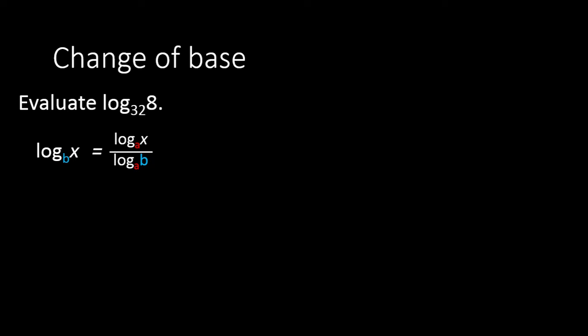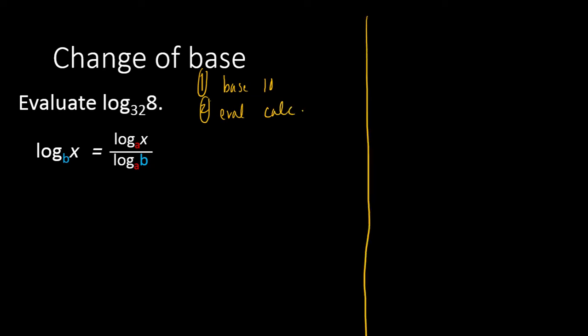All right, so let's do this. Let's evaluate log base 32 of 8. This will be our final practice. And I'm going to do it both ways. So let's do it the original way first by using base 10. So changing to base 10 and then evaluating with a calculator. All right. So log base 10 of x is my original result, so log base 10 of 8 over log base 10 of b, my original base, which is 32.